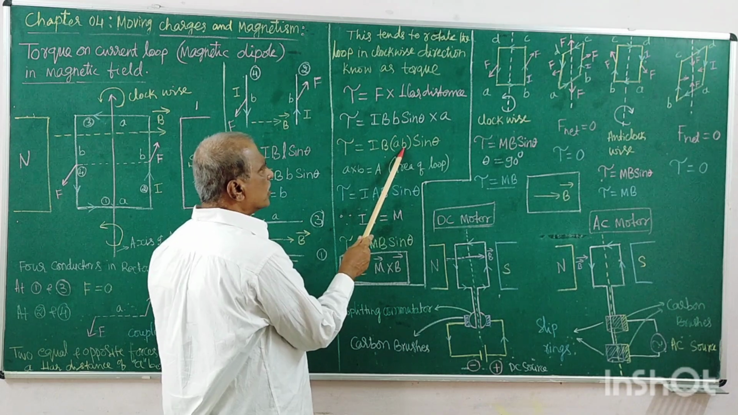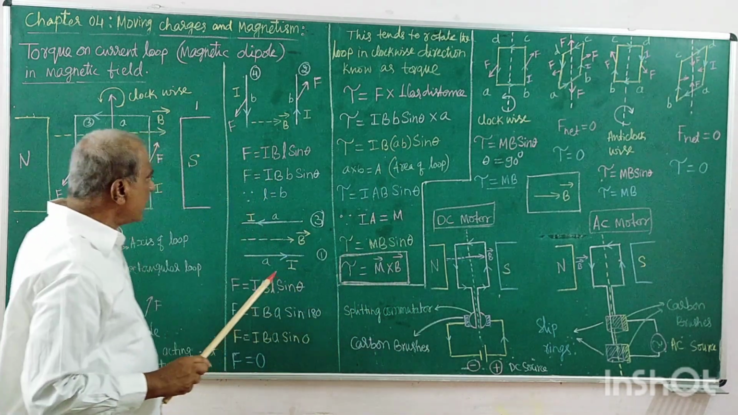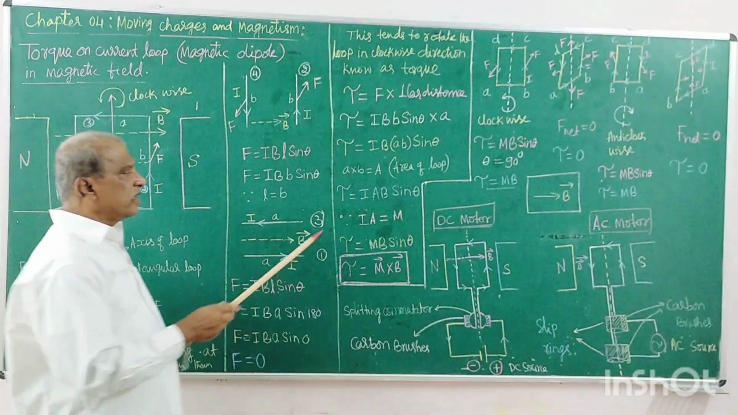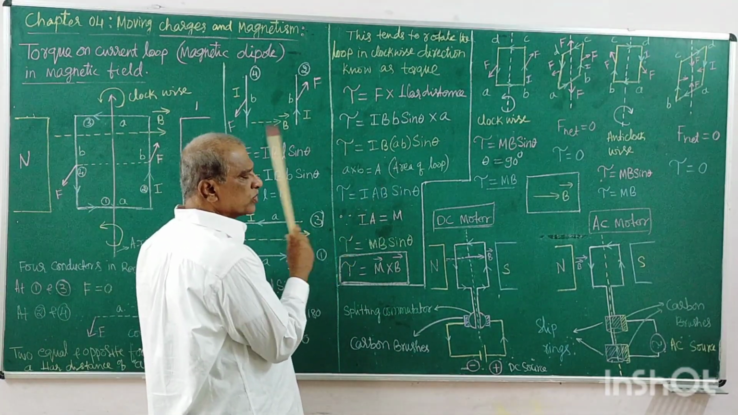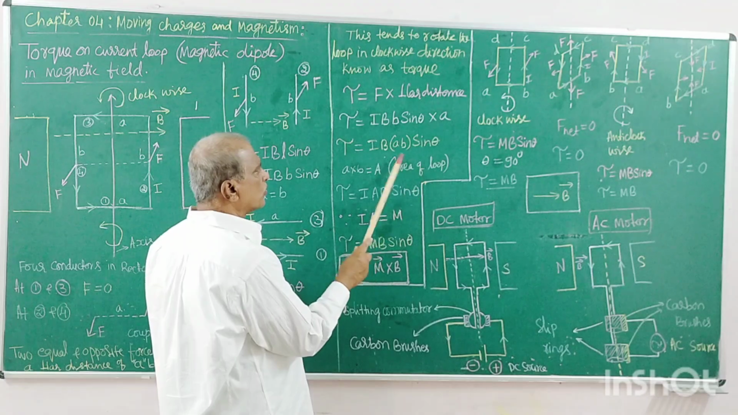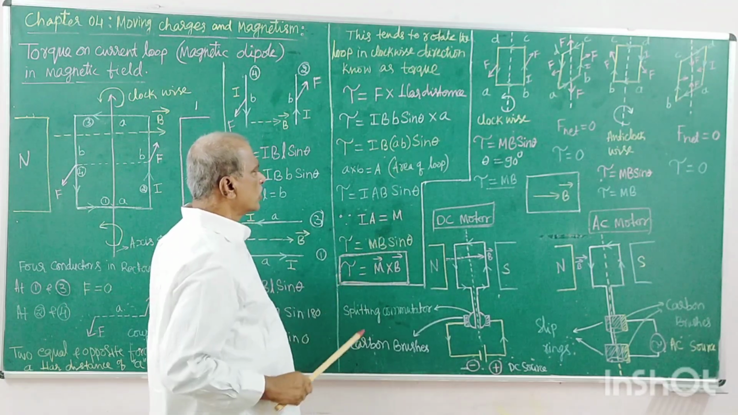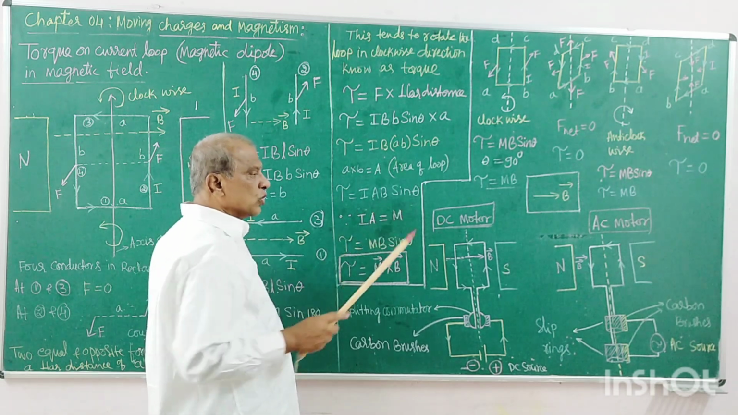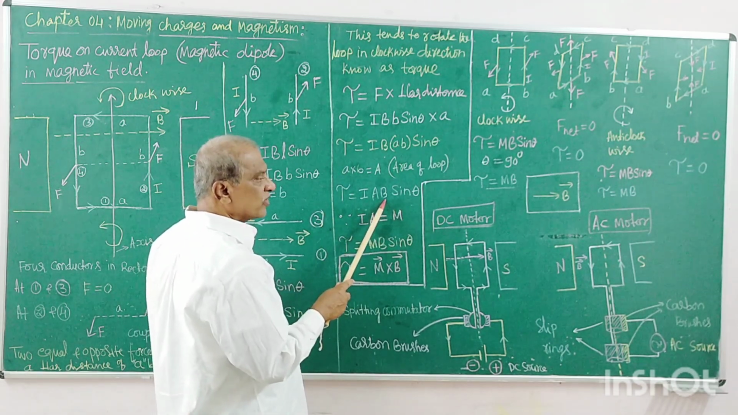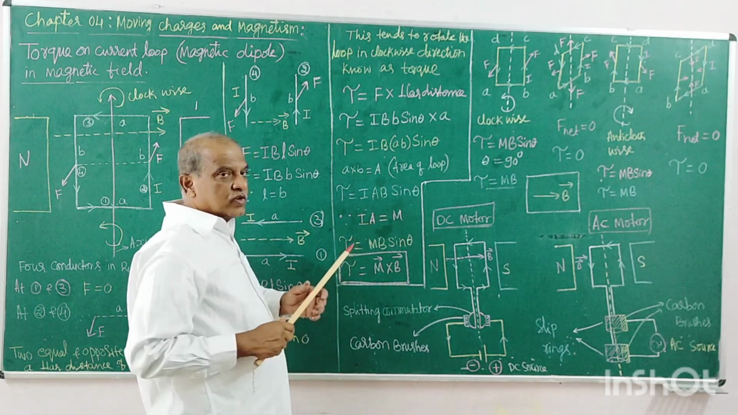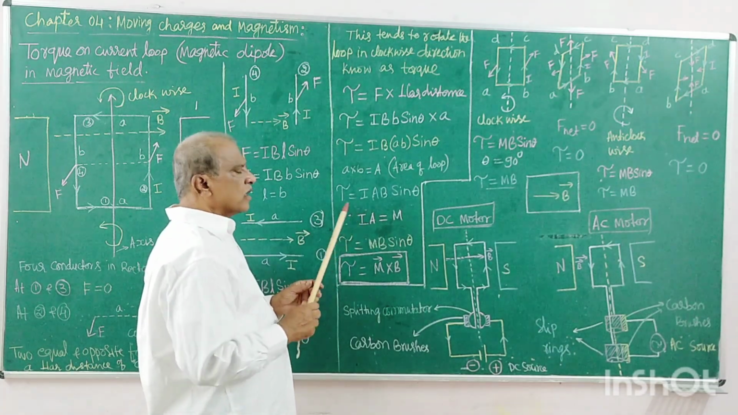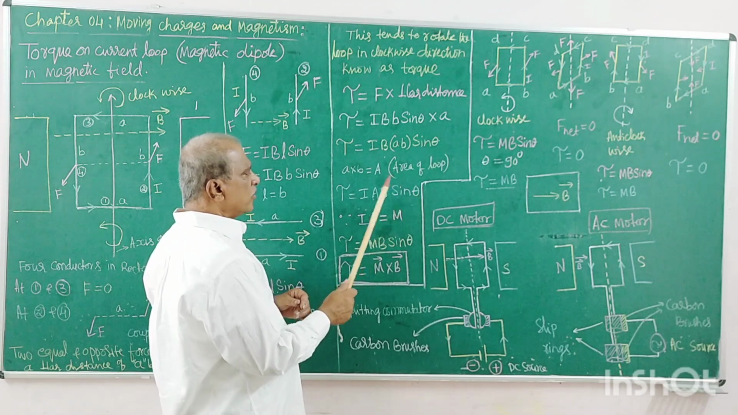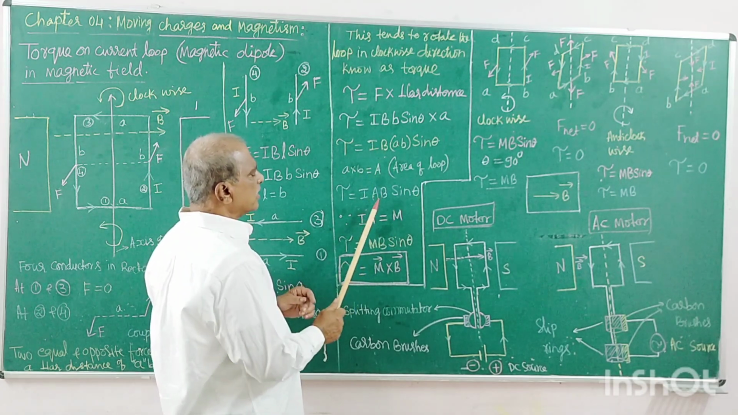A into B. What is A into B? Length into breadth of the rectangle. It is the area of the loop. Here the loop is rectangular. Length times breadth gives the area of the loop. Replace this by A; capital A represents the area of the loop. B is the external magnetic field strength. What is I? Current in the loop. And theta is the angle between the area vector A and B.